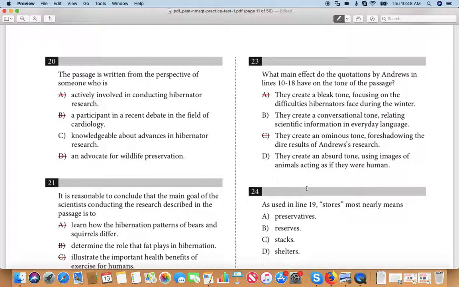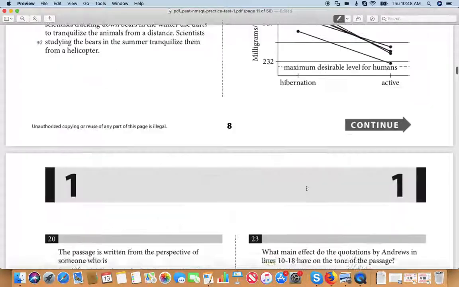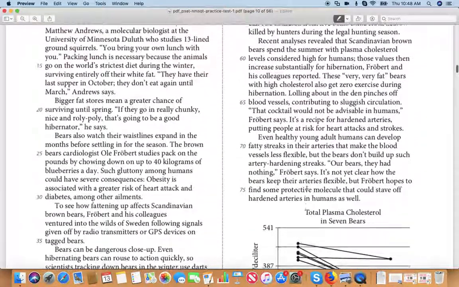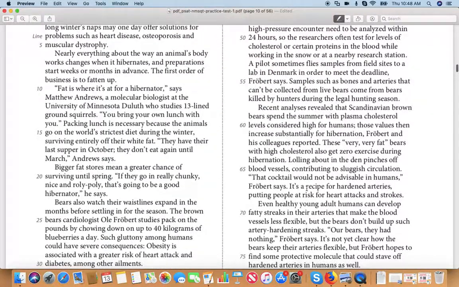They create an absurd tone, using images of animals acting as if they were human. Interesting. Do those quotations by Andrew create an absurd tone? You know what absurd means? Crazy, like nonsense. Do they create a crazy, nonsensical tone? No, it's not that crazy.